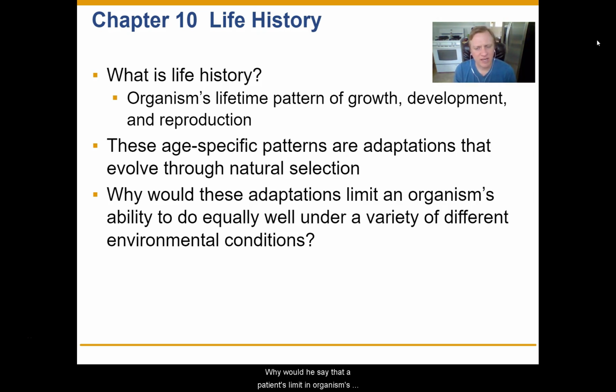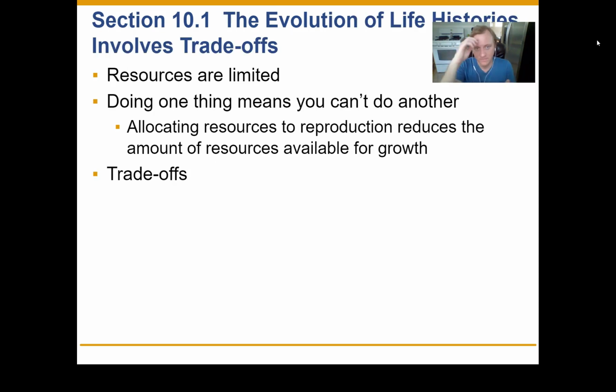And why would these adaptations limit an organism's ability to do equally well under a variety of different environmental conditions? And so what I mean by that is, why is it that an organism wouldn't just be optimal under every single possible circumstance? And we're going to talk about why that is the case.